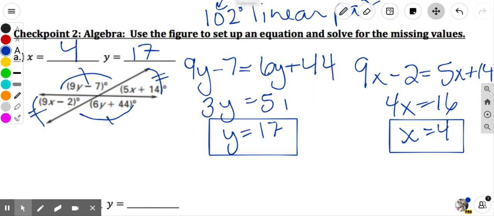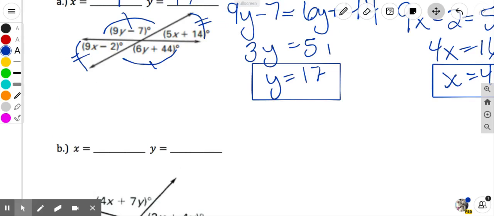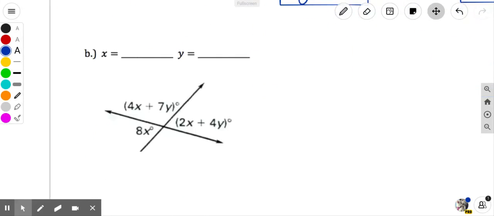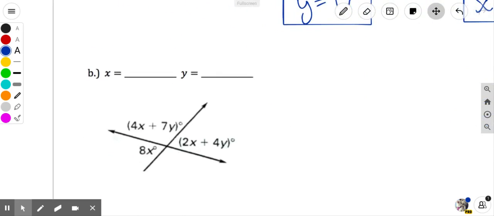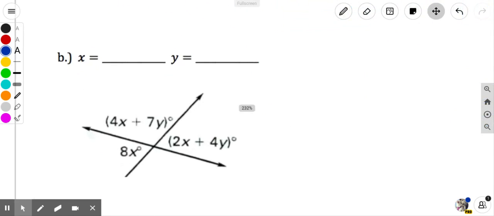So that's a straightforward one where you can set up one equation for y and one equation for x, depending on the relationship. So let's compare this one to this next one. Remember in this first example, I said, look at the angles that have the same variable. These two had y, these two just had x, so I could set up an equation and solve. Now this one is a little different because you can't really do that.